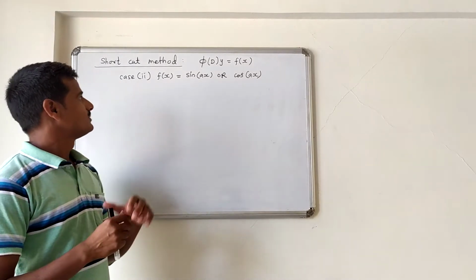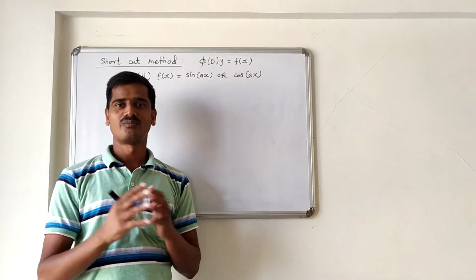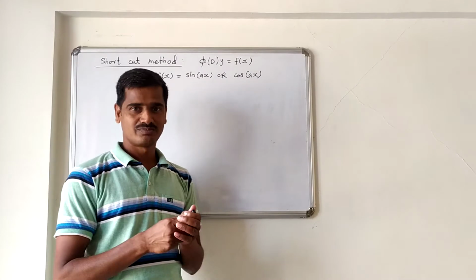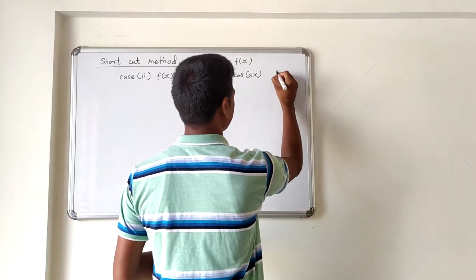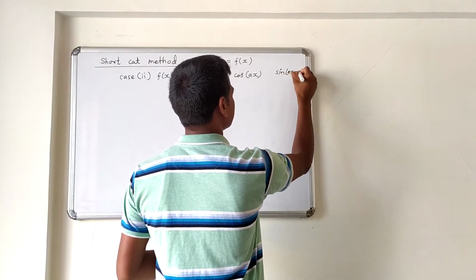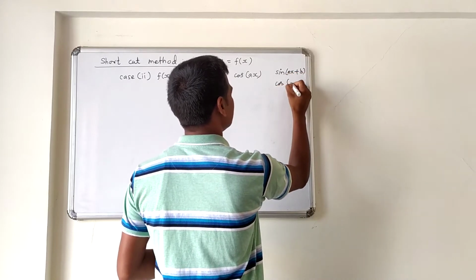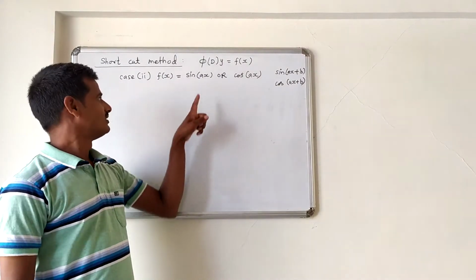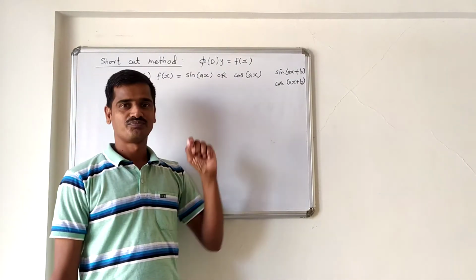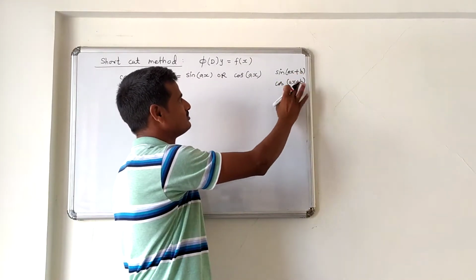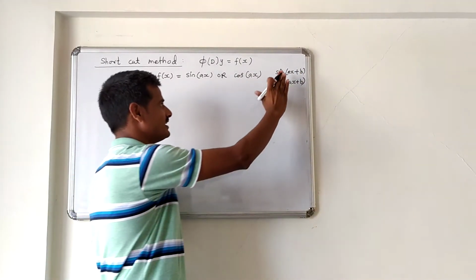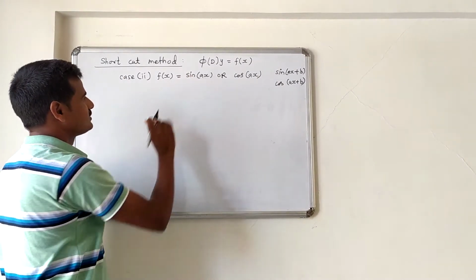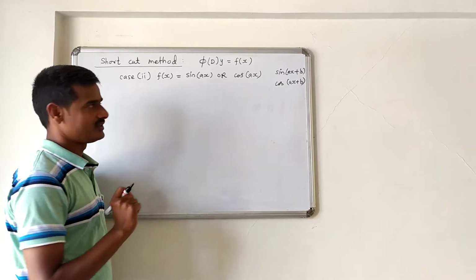Now case number 2 is f of x is equal to sin of ax or cos of ax, and it is also applicable for sin of ax plus b or cos of ax plus b. I write here sin of ax plus b and or cos of ax plus b. So whatever the result I write for sin of ax or cos of ax, they are also true for ax plus b case in sine and cosine cases. So our focus is to find out the particular integral.